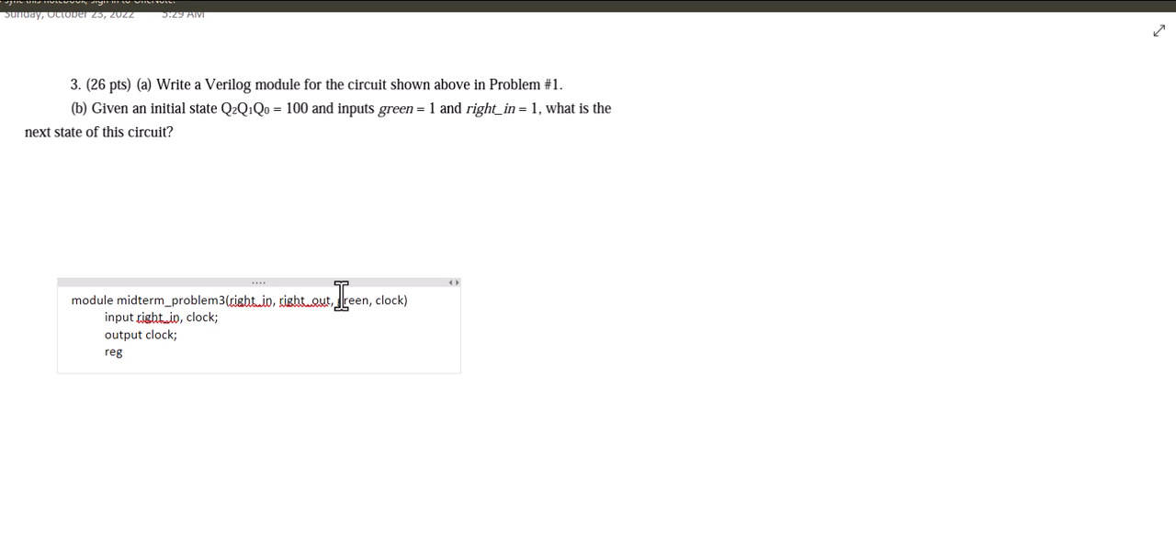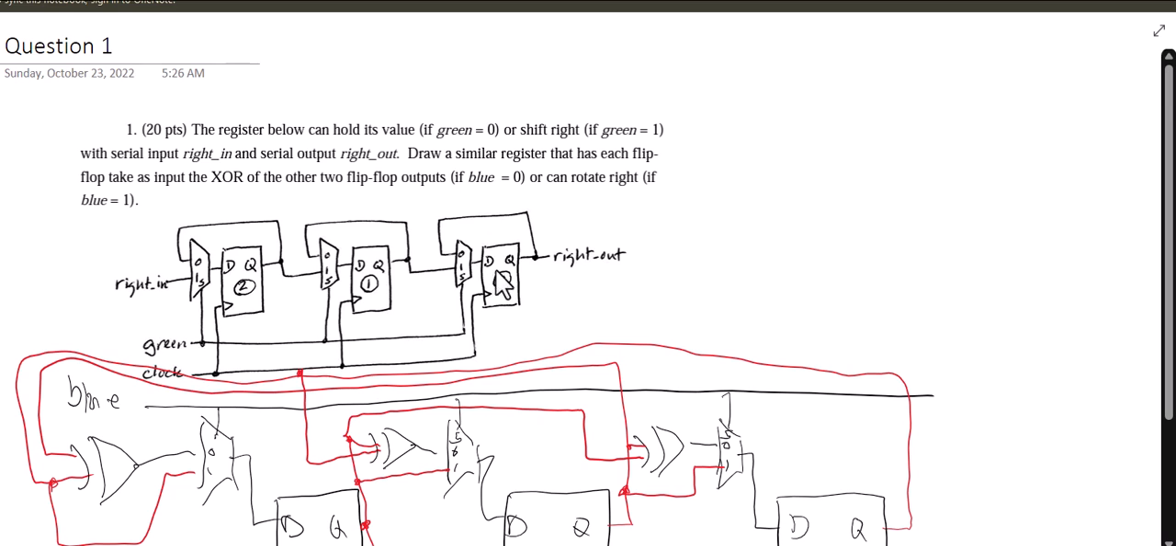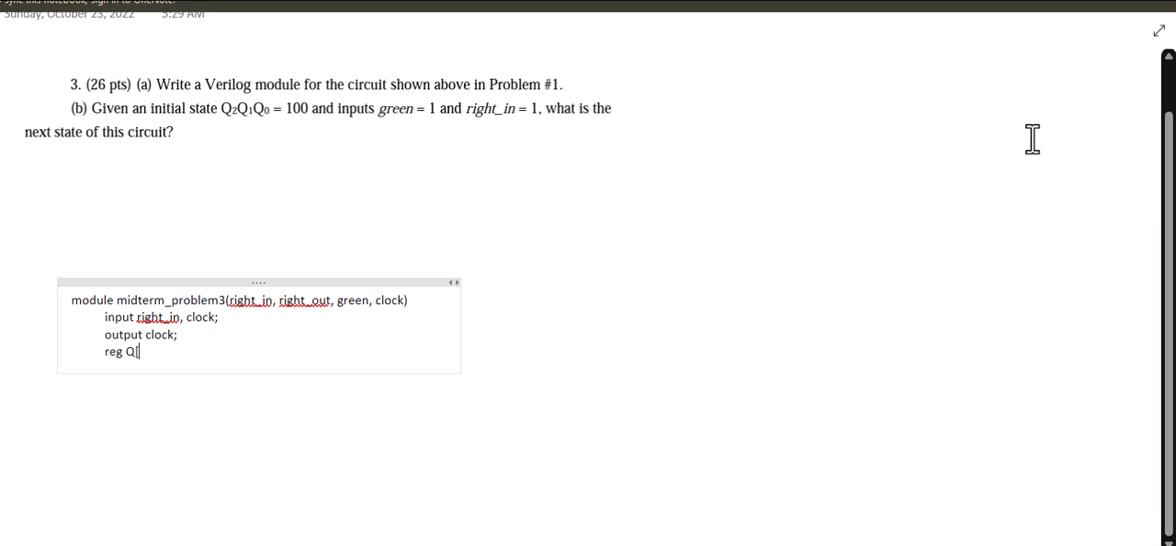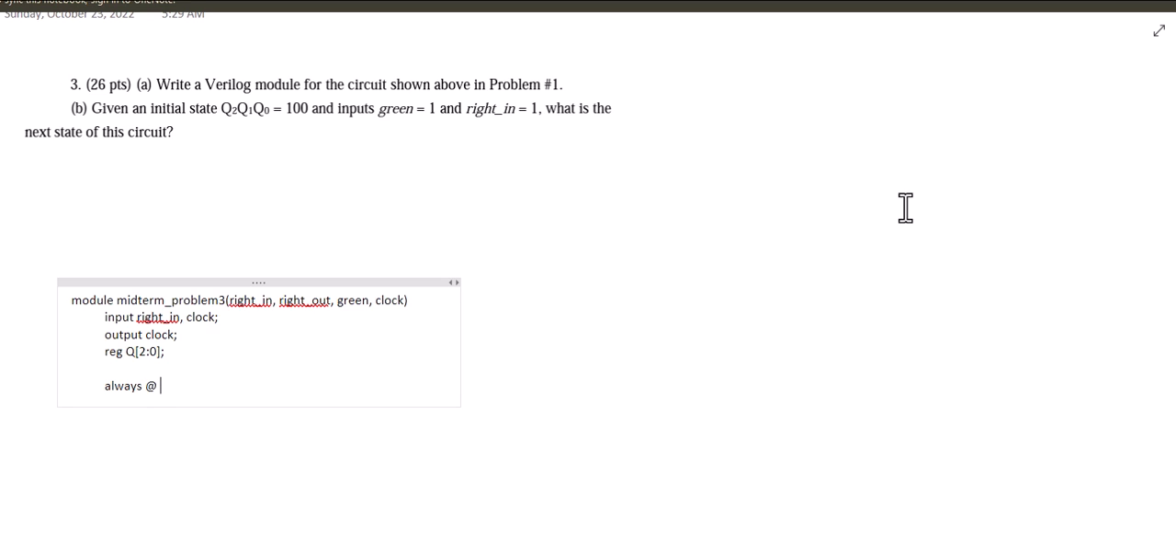We're going to give it as a vectored signal, and there are 3 of them. If you go back and look, there's Q0, Q1, and Q2. So we put 2:0, which means it goes from 0 to 2: 0, 1, and 2. And then, like I said, we're going to use an always block. So always at, and now we tell it when we want it to do what's in the always block: always at the positive edge of the clock.